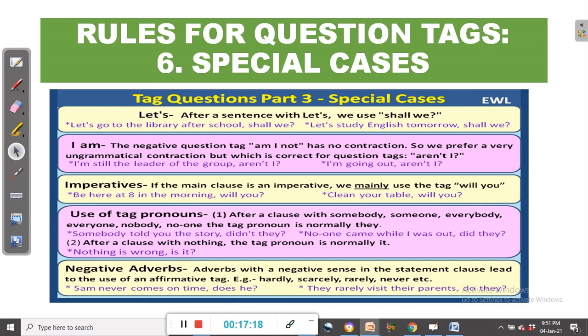Now, rules for question tags. We want to look at special cases here. Where you have let's, after a sentence with let's, we use shall we. For example, let's go to the library after school, shall we? Let's study English tomorrow, shall we?